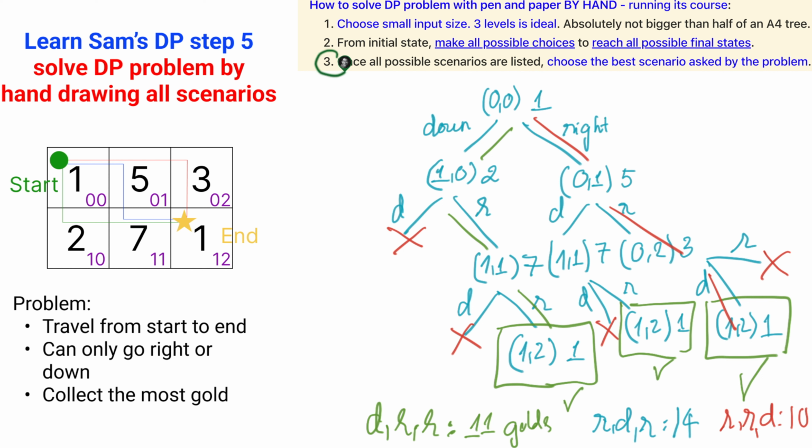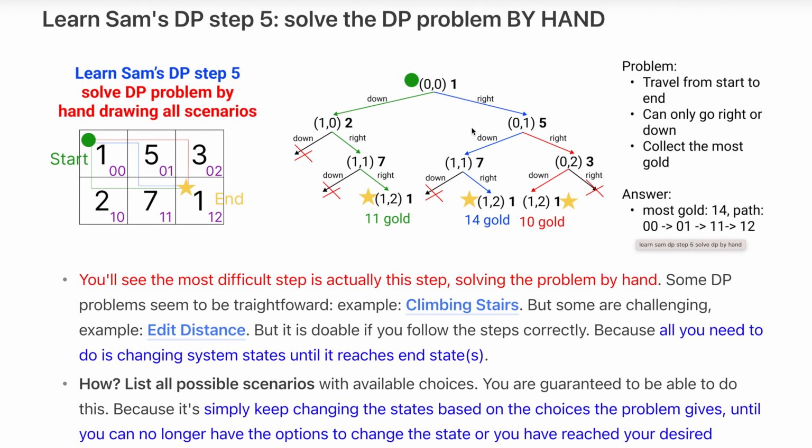And now at step 3, we're gonna choose the best scenario asked by the problem statement, which is collecting the most goals. And it's obvious to us that's gonna be the blue path, where we go right, down, right, and we have 14 goals. And that is how to solve a DP problem with pen and paper, by hand, by running all of its course. And that is how we get the depth state tree solution, with the answer of most goal path, the path of right, down, right, with 14 goals.